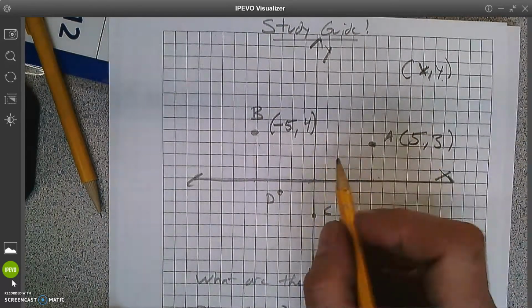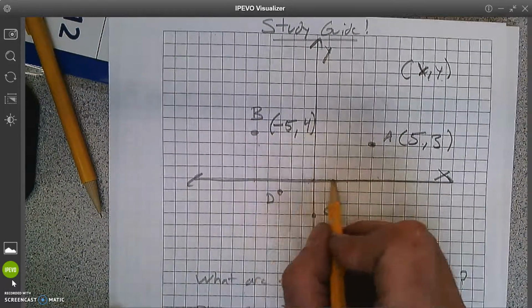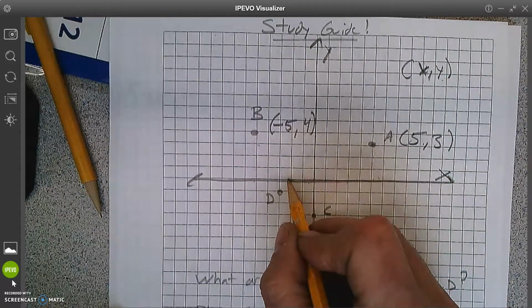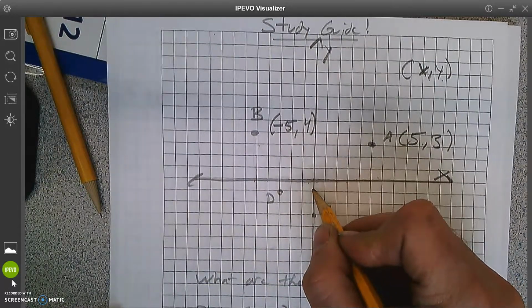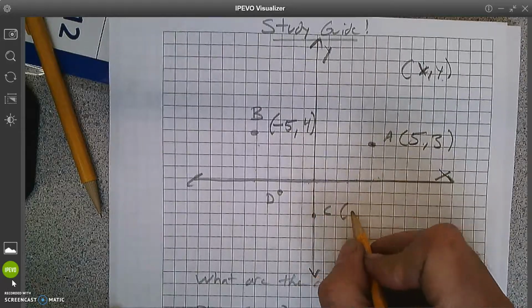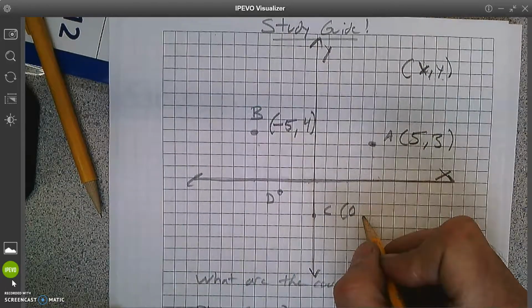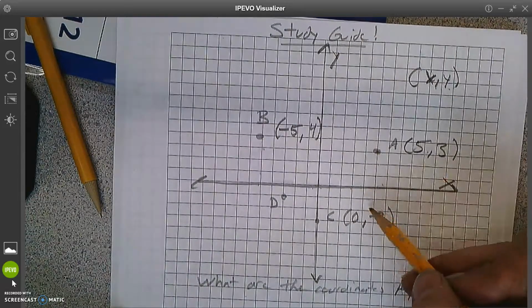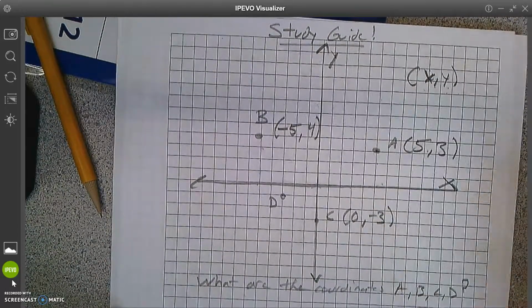Okay, C. All right, I go 0 up and down. Sorry, 0 left and right, and I do go up and down. So I just go down 1, 2, 3. So it's 0 left or right, and then down 3 on the y-axis. X first, then Y. There we go.